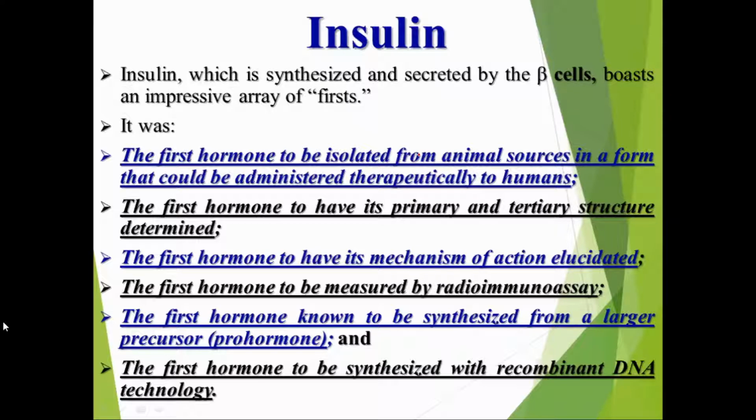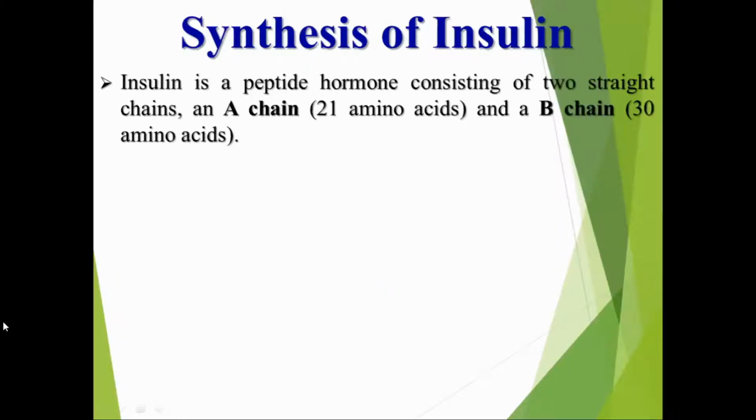First hormone to be isolated from an animal source, having the primary and tertiary structure determined, then having its mechanism of action explained, and so on. Now these are not important from the exam point of view, but it is better to know. So the key thing which we will talk about now is the synthesis of insulin.